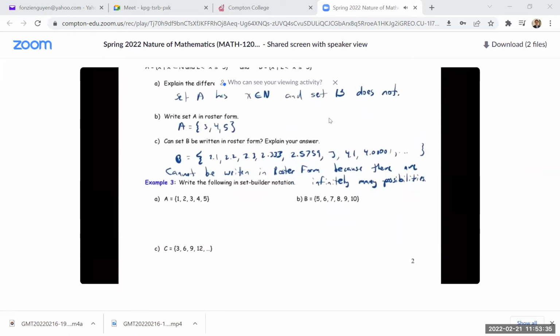Now they want us to do the opposite. This time they give you the roster form and they want you to write it in set builder form. You always start off with x such that. That's how you always start the set builder no matter what. Then you have to write the condition. What kind of numbers are these? Natural numbers. So therefore we have to do x as an element of N.